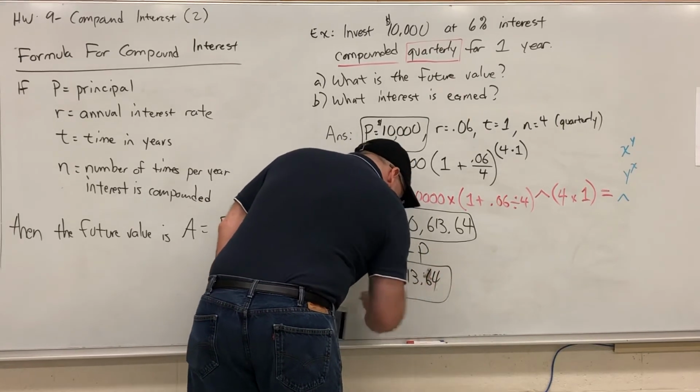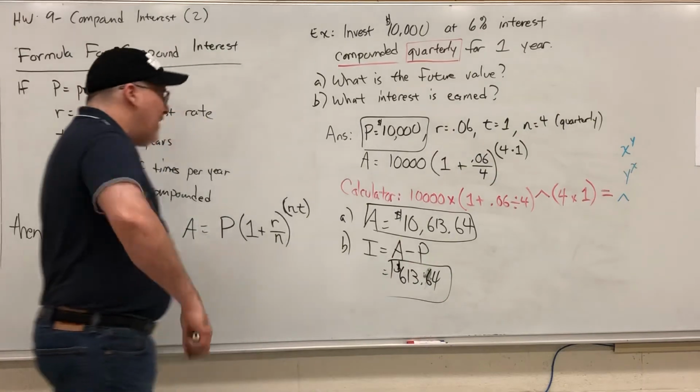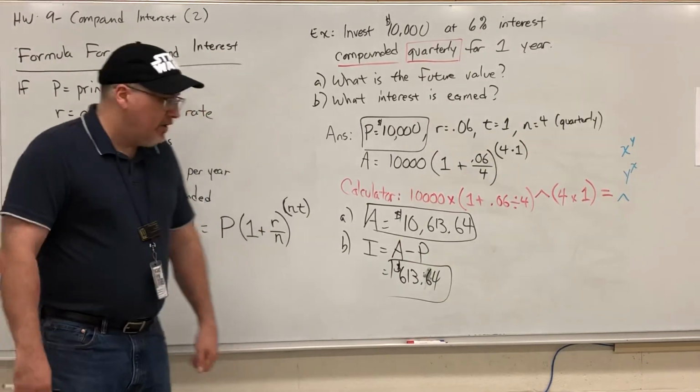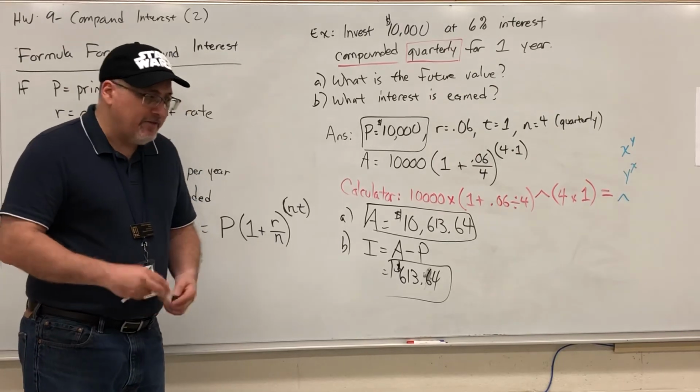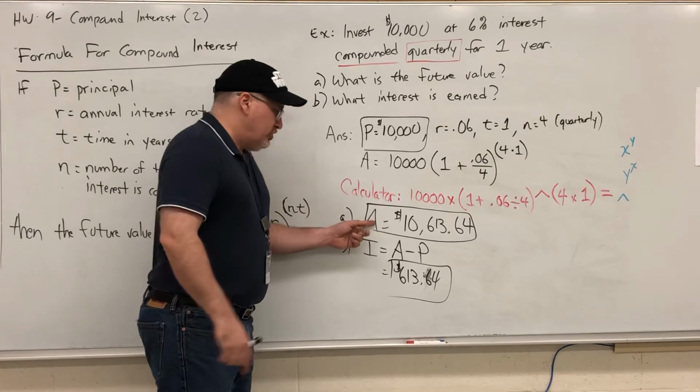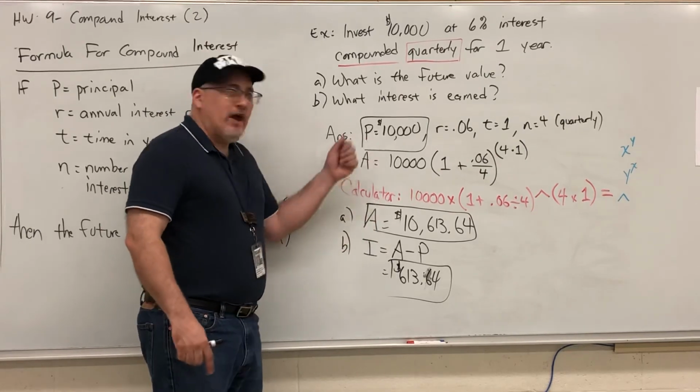So keep in mind that the compound interest formula is a formula for future value. The simple interest formula is a formula for interest. If you know future value, but you want to know interest, just subtract your principal.